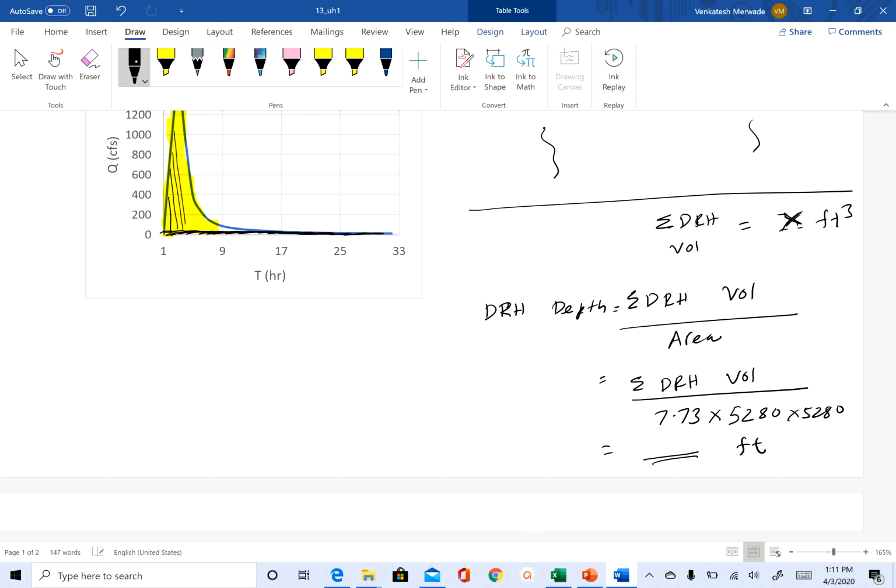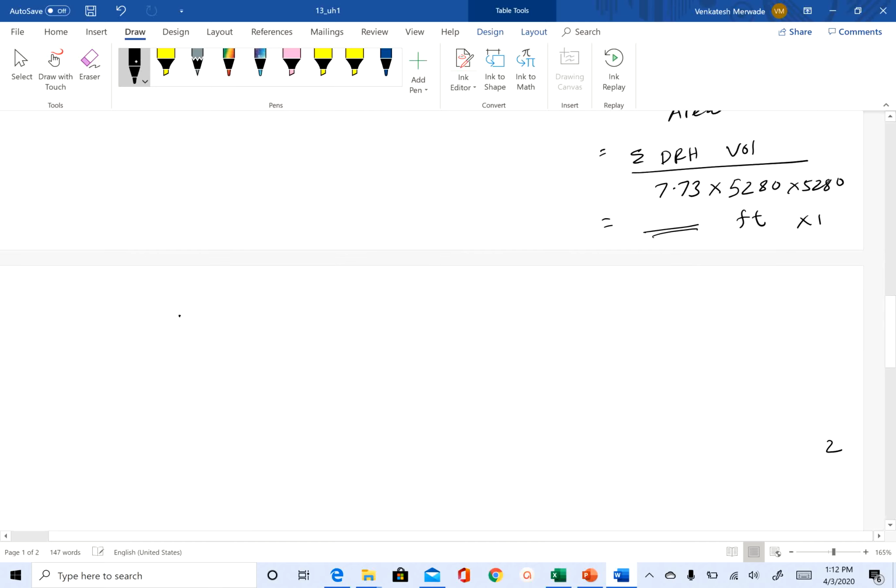Because the volume was in cubic feet, the area is in feet squared, and then you multiply this by 12 to get DRH depth in inch. So after you multiply this by 12, you get the DRH depth in inch, and according to my calculation this comes to about 1.15 inch.